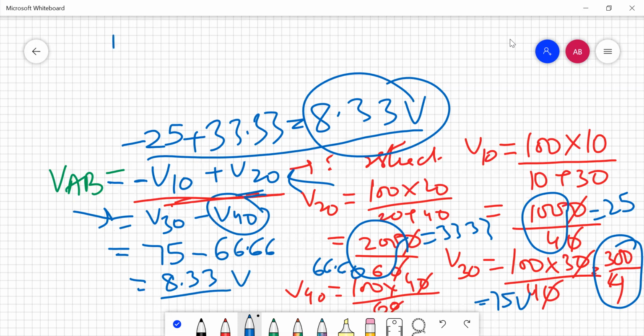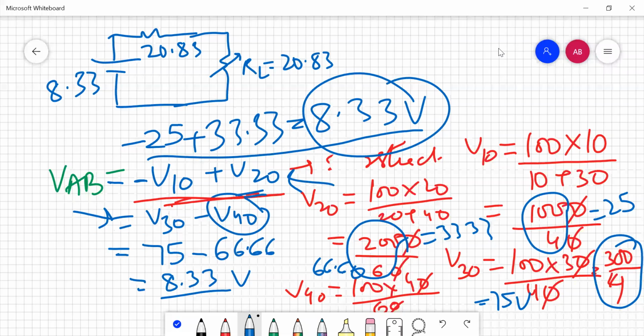So now my Thevenin circuit will have 8.33 volts in series with 20.83, that was the value of our RAB. So for maximum power to be transferred to the load, the value of RL should be 20.83 again. So now we have to find the maximum value of the power delivered to it.